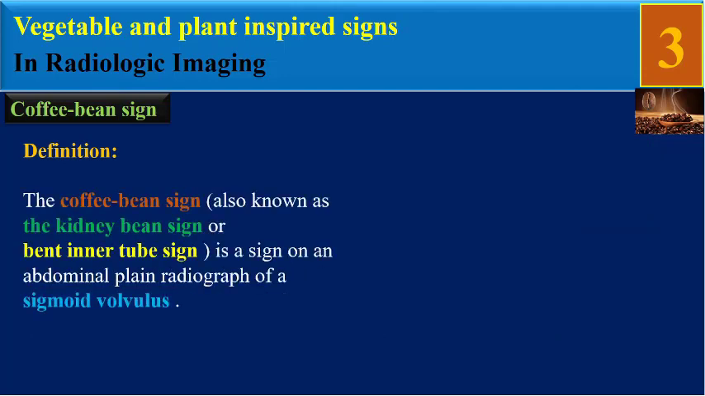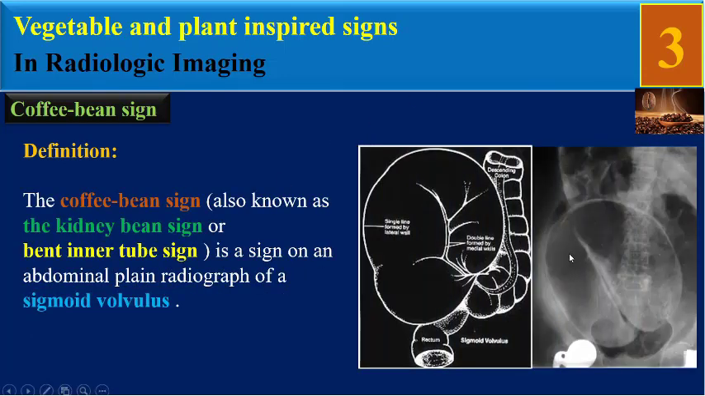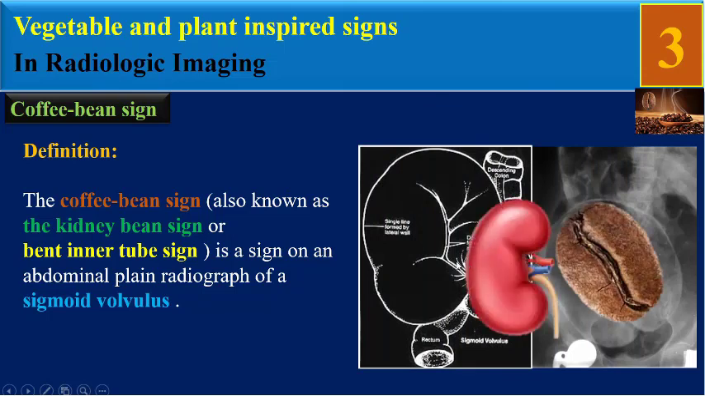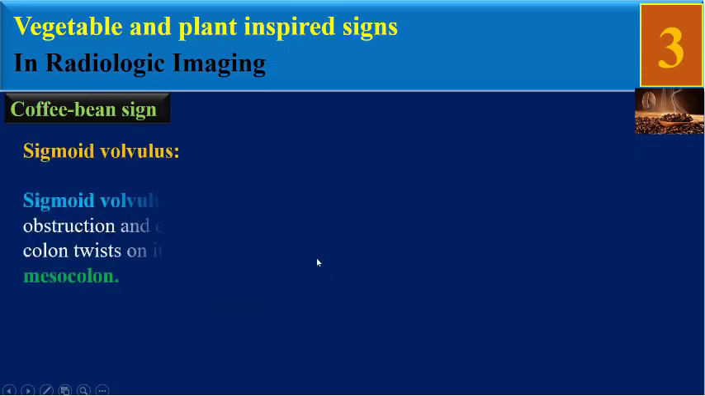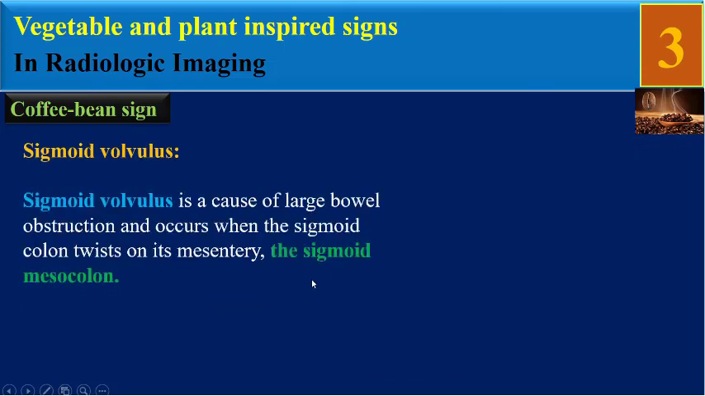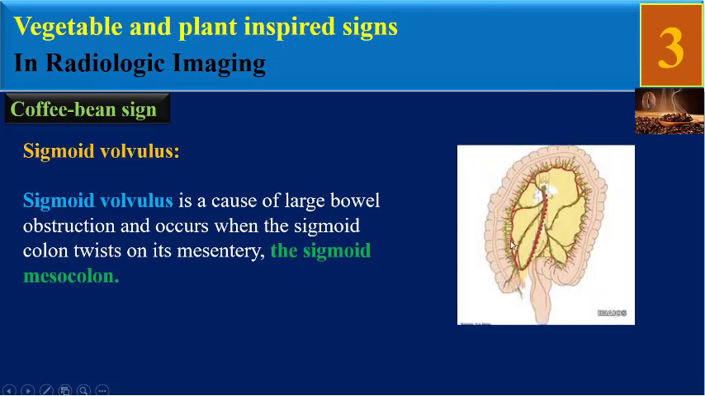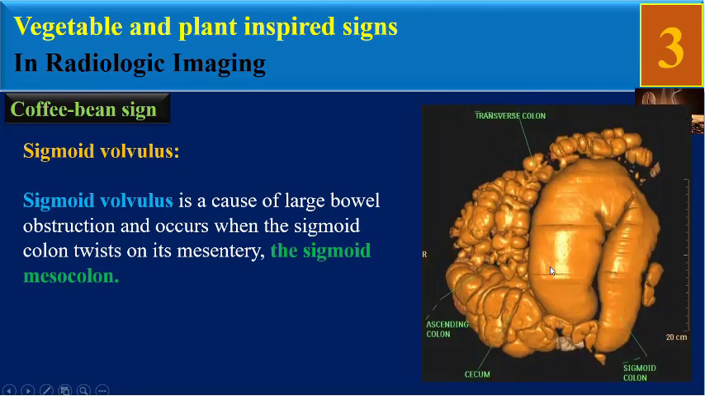Coffee bean sign, also known as kidney bean sign or bent inner tube sign, is a sign on an abdominal radiograph of sigmoid volvulus. Sigmoid volvulus is a cause of large bowel obstruction and occurs when the sigmoid colon twists on its mesentery, named the sigmoid mesocolon.